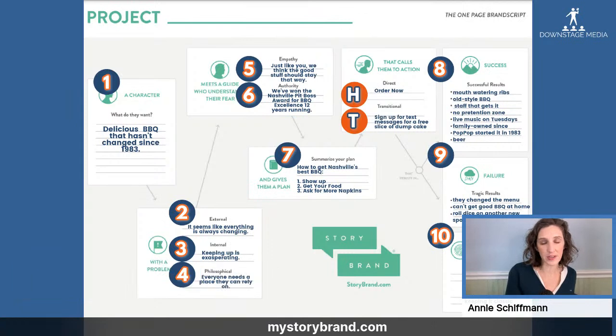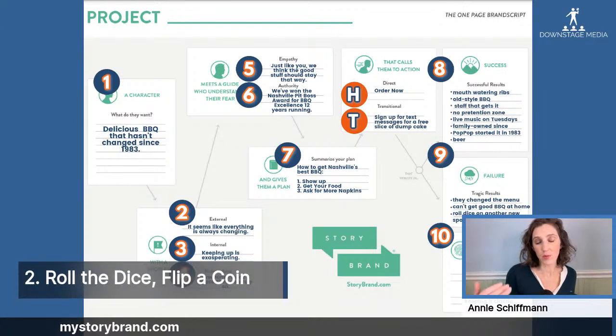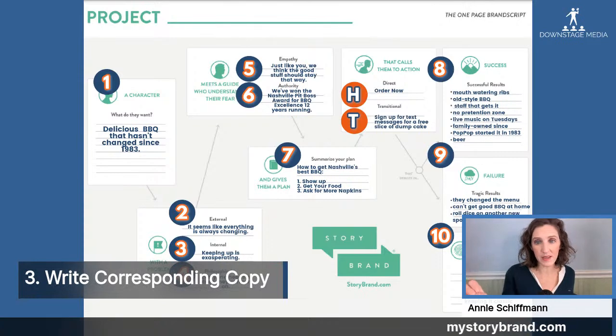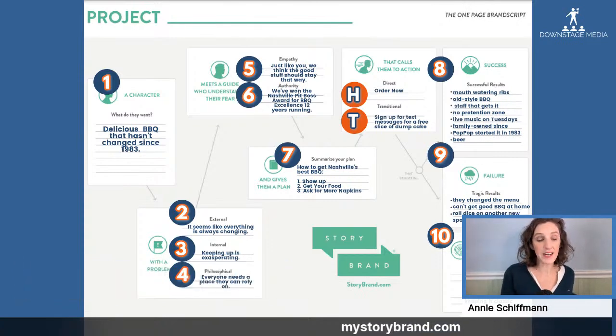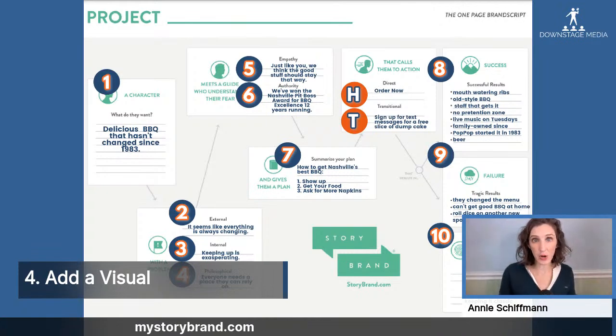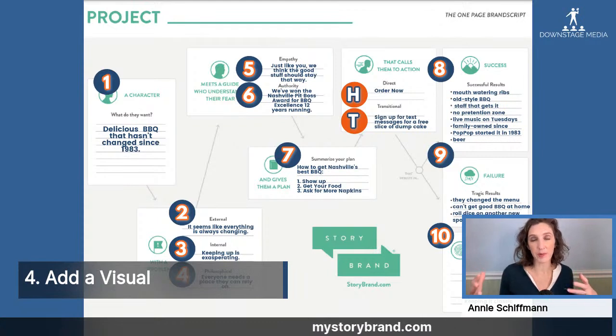So we've got our brand script, right? We rolled the dice, we flipped a coin. Then we put together the corresponding copy with those numbers. And then finally, you just got to add a visual. So that's where you're going to have your sepia toned pic of Pop-Up from 1983. And then you're also going to have a picture of the amazing slice of dump cake that people are going to get when they sign up for text messages, right? Something like that.